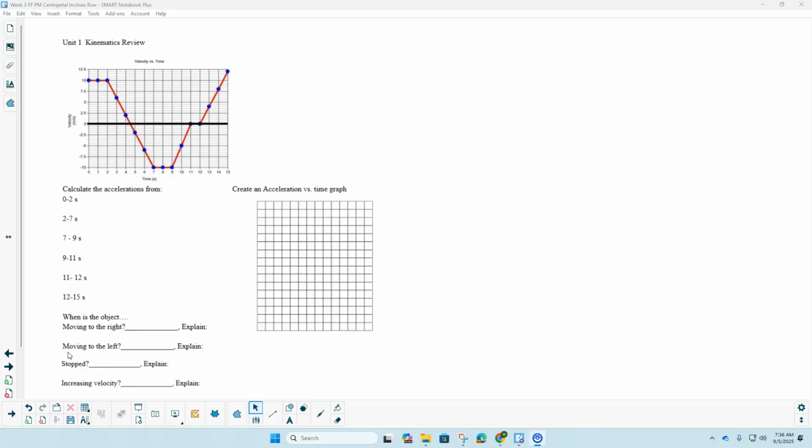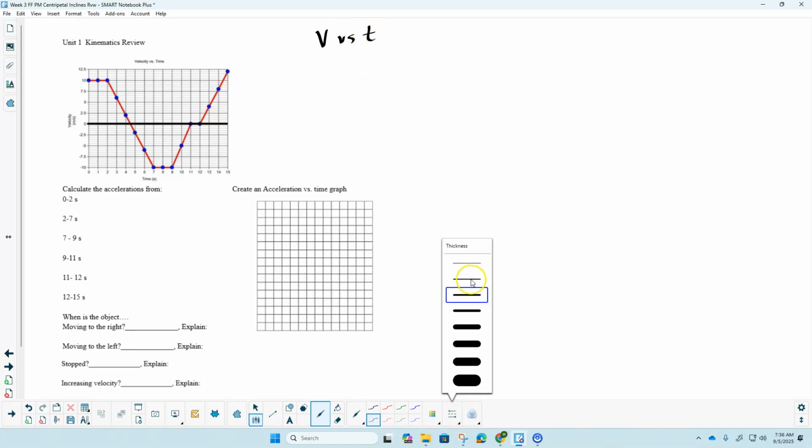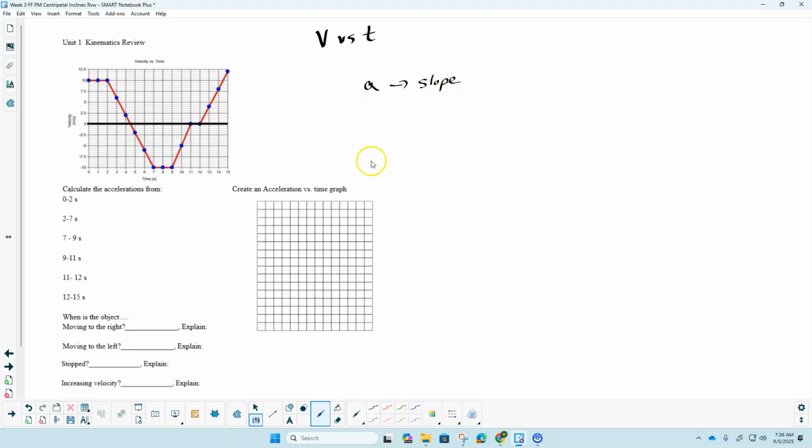So the first one is just a velocity versus time graph. What you need to do is access the graph and try to figure out the acceleration. The acceleration is just the slope of a velocity versus time graph, so it's the change in velocity over the change in time. That's what the slope would be, which is our definition of acceleration. So we're going to track the acceleration for different time periods.